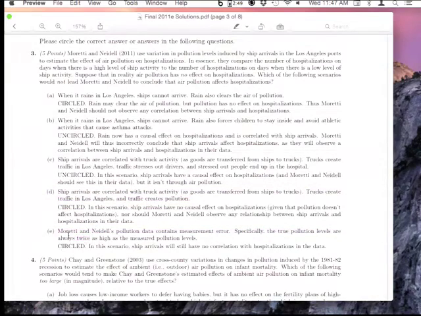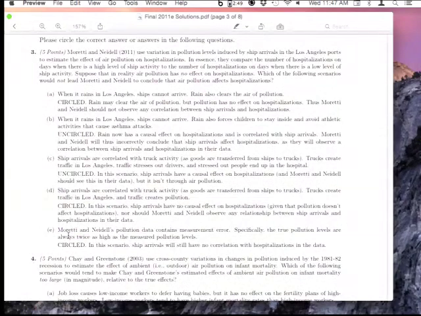And then the last one says that their pollution data contains measurement error. Specifically, the true pollution levels are always twice as high as the measured pollution levels. That's just a factor that doesn't have any bearing on the research design at all because ultimately they're just looking at the relationship between ship activity and hospitalizations. If they happen to mismeasure pollution, it doesn't really matter, and really doesn't matter in this case because pollution we're saying has no effect on hospitalizations anyway. So that's not going to cause any sort of correlation between hospitalizations and ship activity. Therefore, it's not going to cause bias in their estimate. So you circle it.